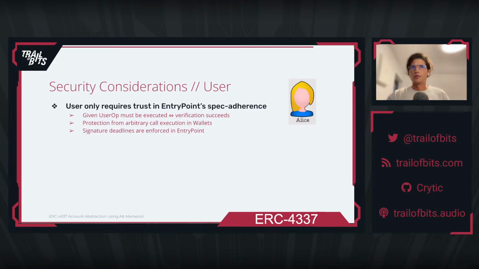Then there are some smaller assumptions or security considerations that we make. For example, that the entry point enforces the signature deadlines, because the wallet itself is not allowed to access context-dependent opcodes, so checking the timestamp is not allowed. This is something that's done inside of the entry point contract. And then some smaller assumptions, like that there's correct accounting for unused gas, and some implementation-specific assumptions, like that the provided hash by the entry point actually equals the user op hash, but that's more details.